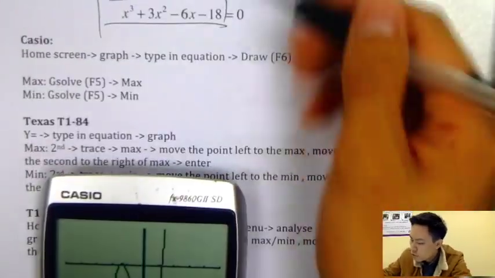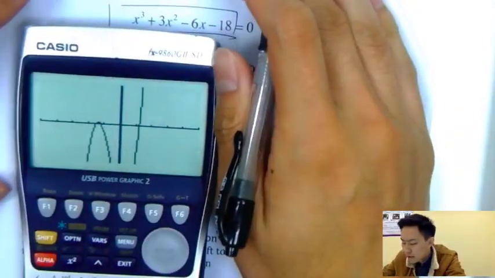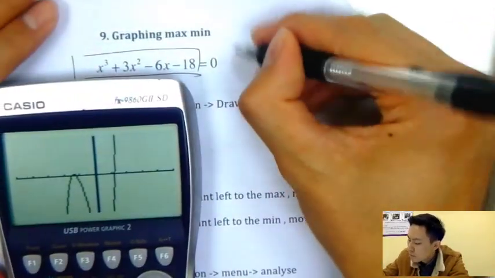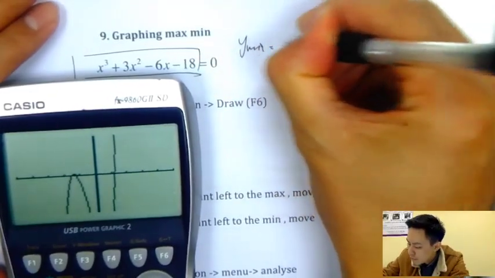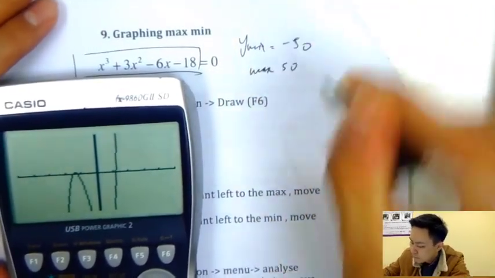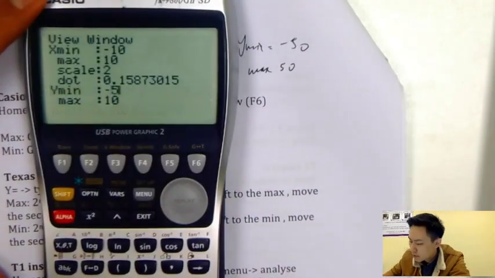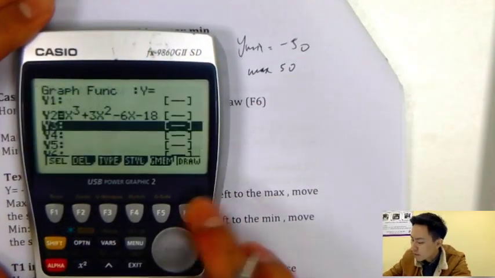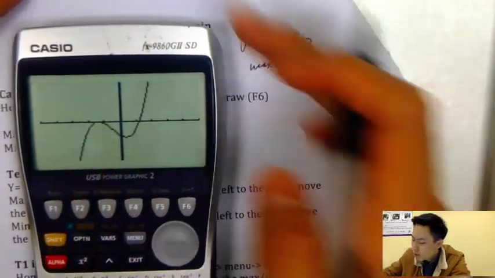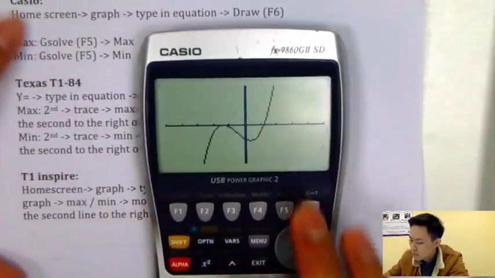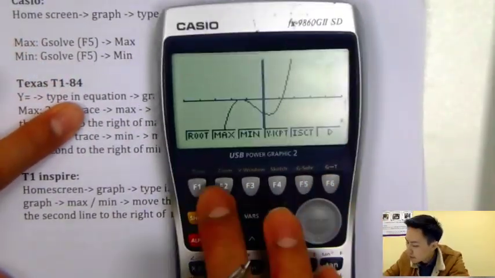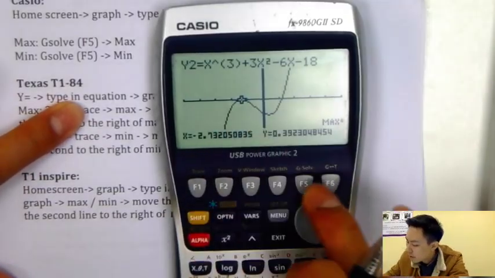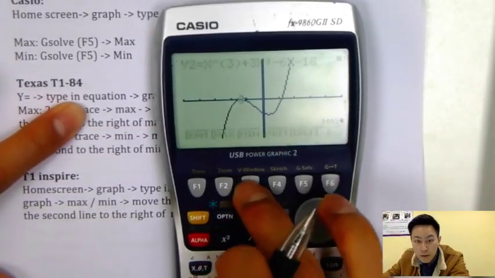Okay? But usually the question will give you the window. So you can see this is not a complete graph. It will show -10 to 10. So maybe I make y min -50, y max 50. Then you'll be able to see the complete graph. Okay, so remember, change the window, that means the screen. Okay, and then enter, draw the graph, you see this. So how do you trace the maximum and minimum? For Casio, it's very easy. Just go to F5, and then you just press maximum. Then you find the maximum here automatically. Okay, and for a minimum, just go to F3.